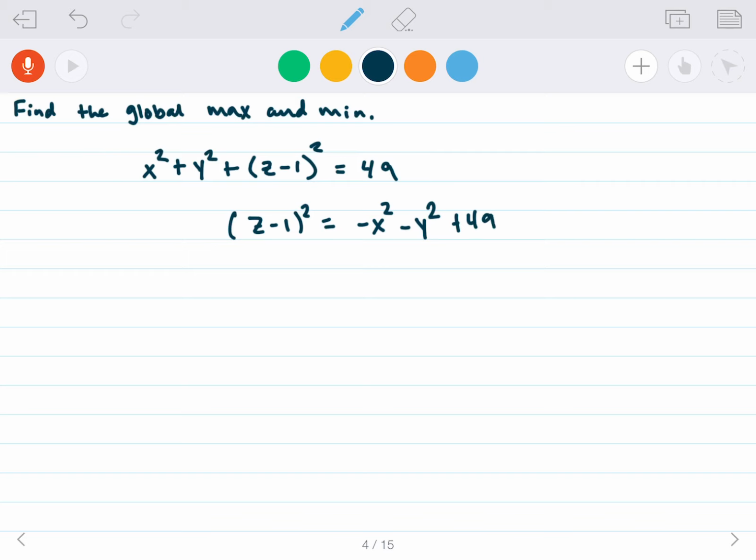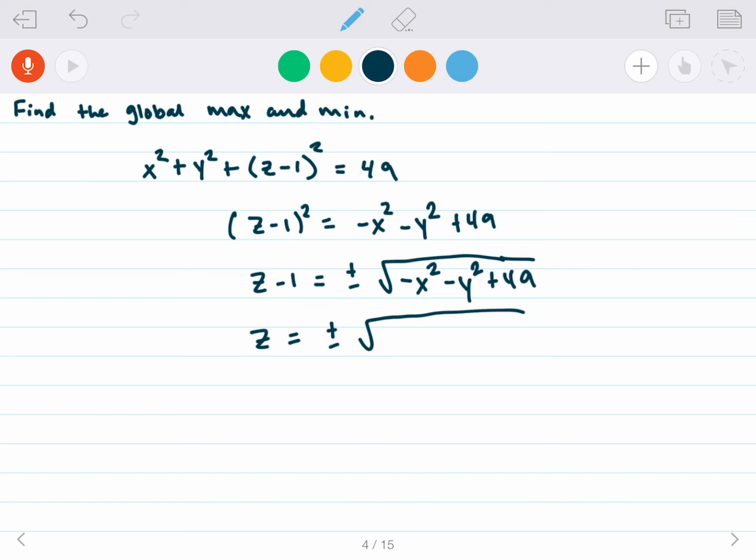From here, I'm going to take the square root of both sides. So I get z minus 1 is equal to plus or minus the square root of all of this. And then I'm going to add 1 to both sides to get z by itself. So I have a function of 2 variables, and I want to see what the max and the min is.